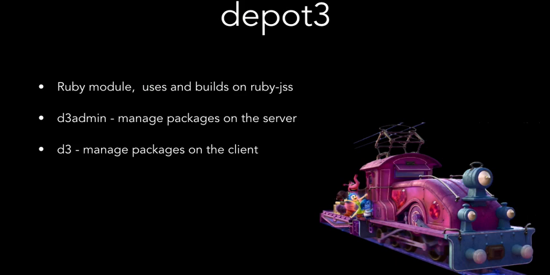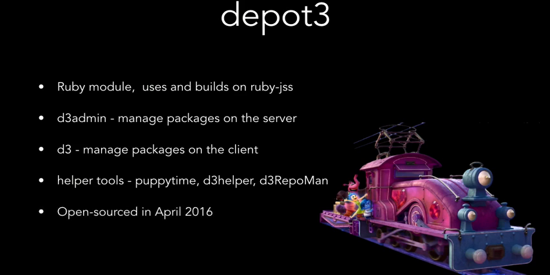D3 is the client machine that manages the installations, removals, and receipts on the client. And various helper tools. PuppyTime is a standalone package that does the puppy slideshow while it's doing the installs. D3 helper is a generic tool to help things. It has a function for this and that. We'll go over it on another slide. And RepoMan is a fun tool that does the expiration stuff. And this was open sourced April of last year on April 1st, which was Apple's 40th birthday. So I didn't do it as an April Fool's joke. I did it on that day for Apple.